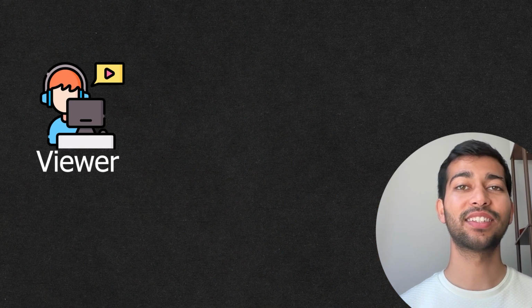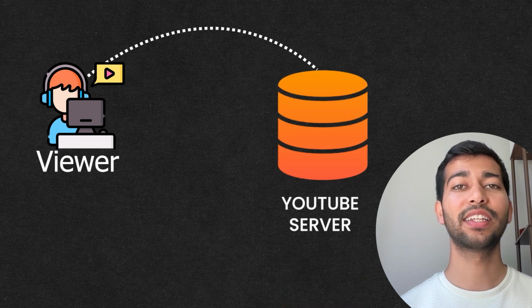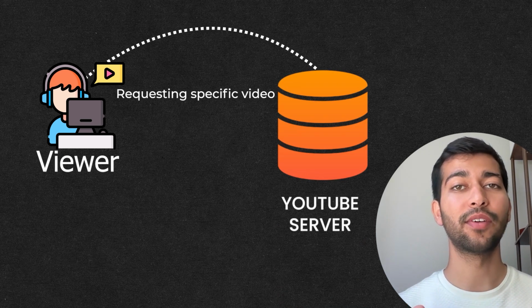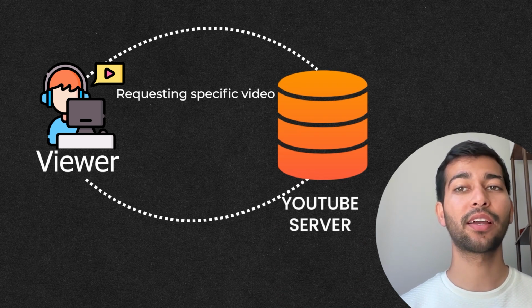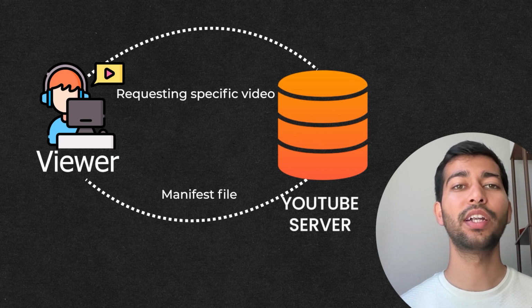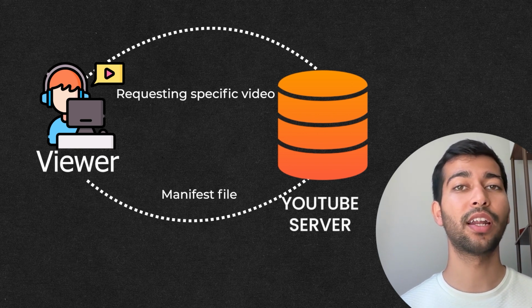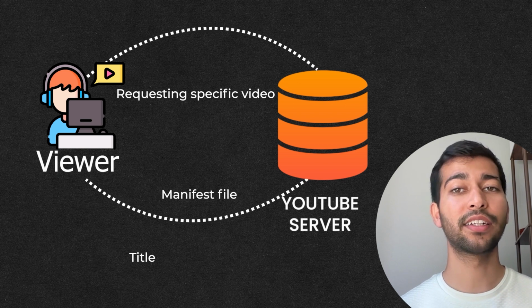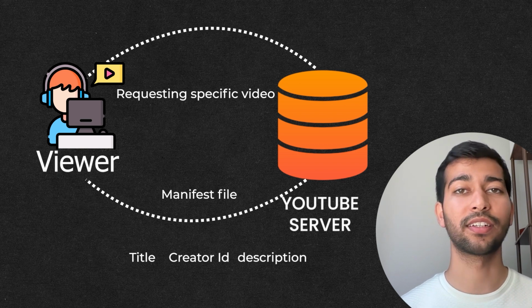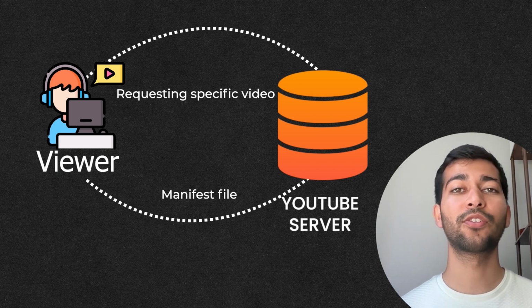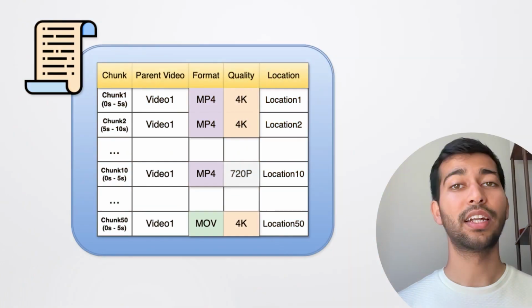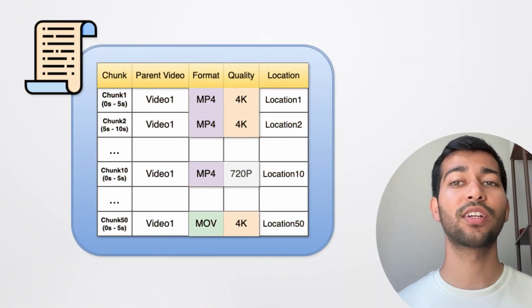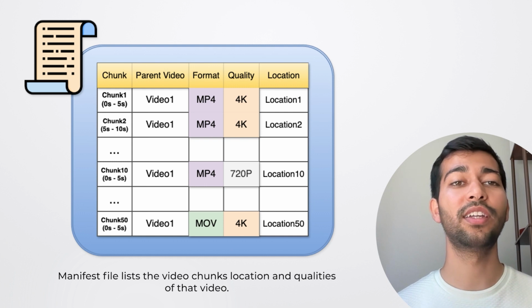When the client sends a request to the server indicating that it wants to play a specific video, the server returns back the manifest file. Also, it returns other necessary video metadata like title, creator ID, description, etc. The manifest file from the server looks something like this. It lists the locations of video chunks in different locations and qualities for that video.